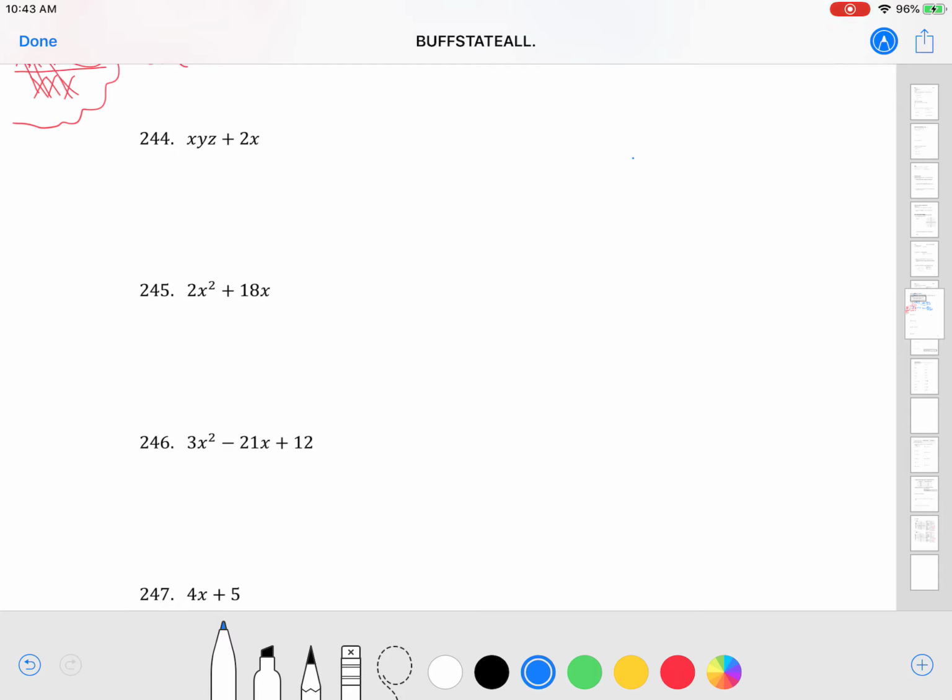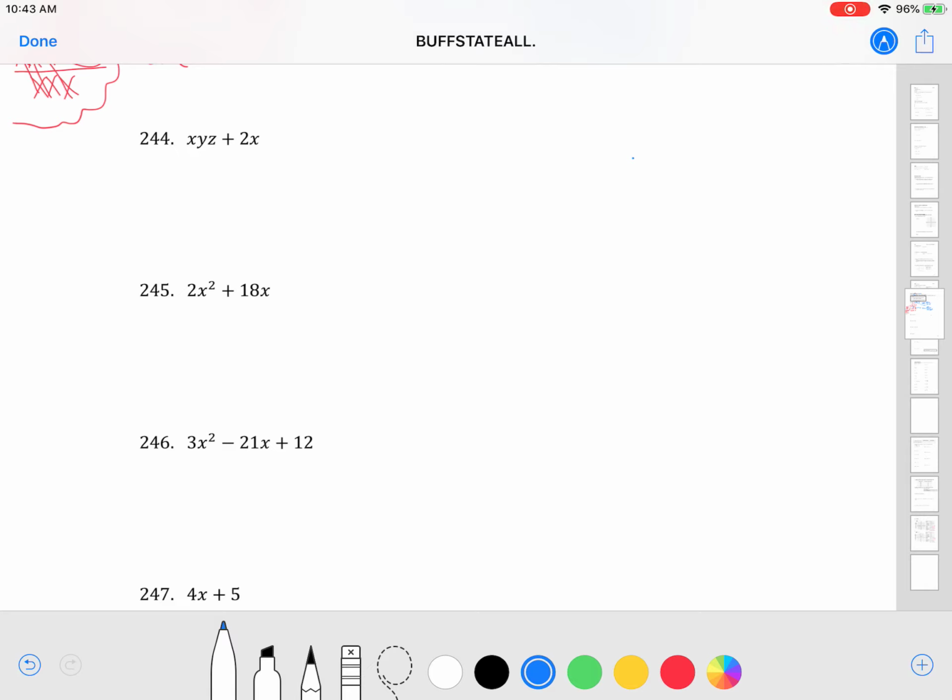Right, normally in class I'd have you try 244 and 245 on your own, so take a second to pause it right now and give those two a try on your own. If you're still struggling, I'm just going to go right ahead and keep explaining it to you, but definitely give some of these a try on your own when you feel ready.